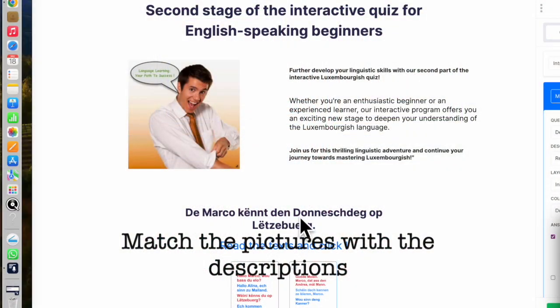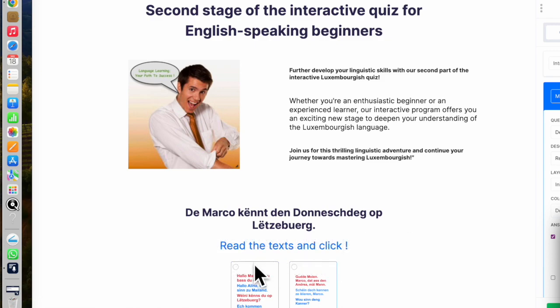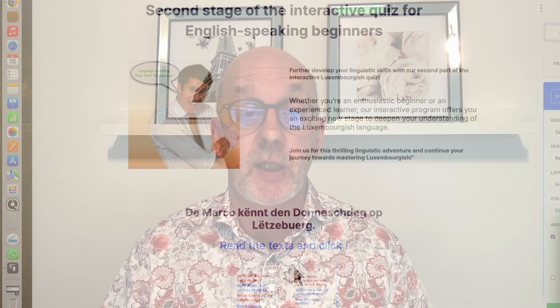In the first part of this quiz, you are asked to match images with corresponding descriptions. Look carefully at each picture and select the answer that matches best.